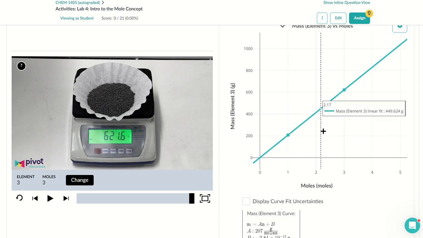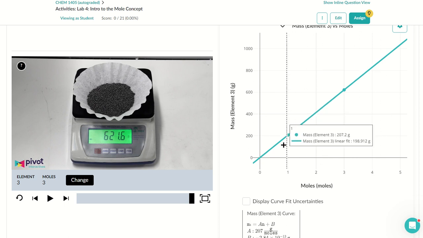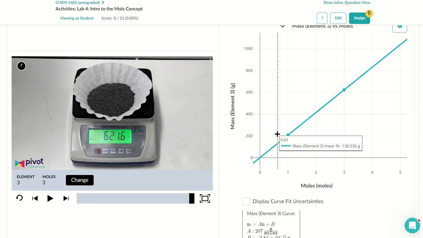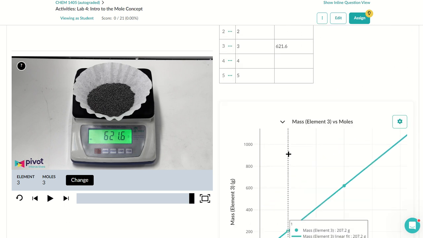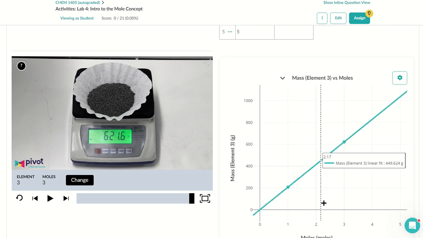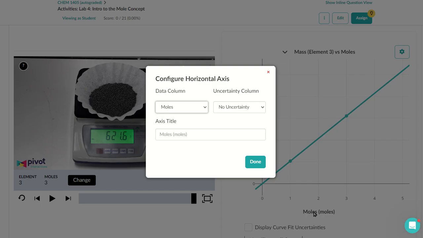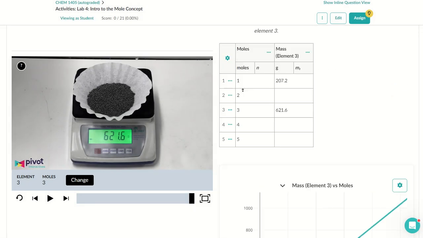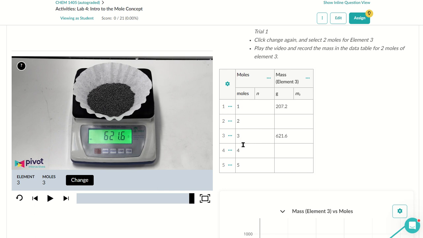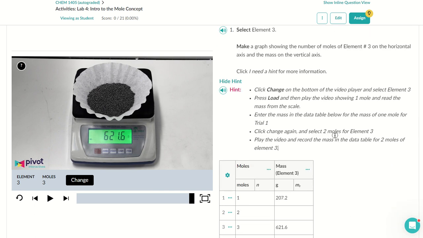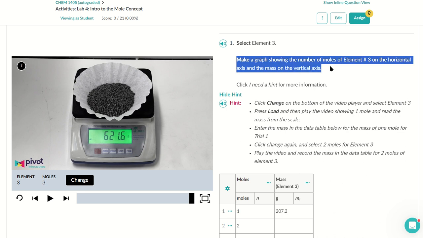So here you might have noticed that this line was not there, but now that we entered some data, it's showing that. The way this is working is that the moles column is coming from this set of data, and then the masses are coming from this. And let's double check that this matches what we were instructed to do.